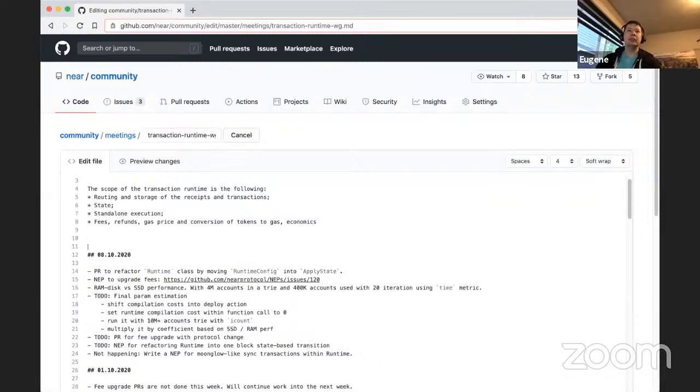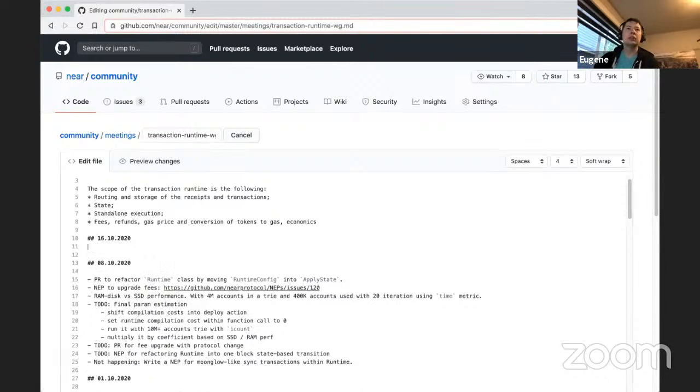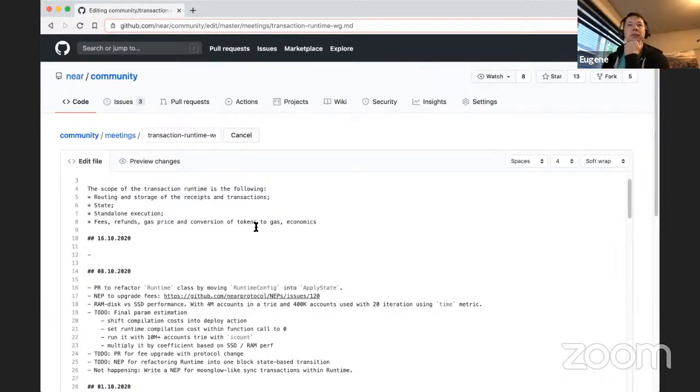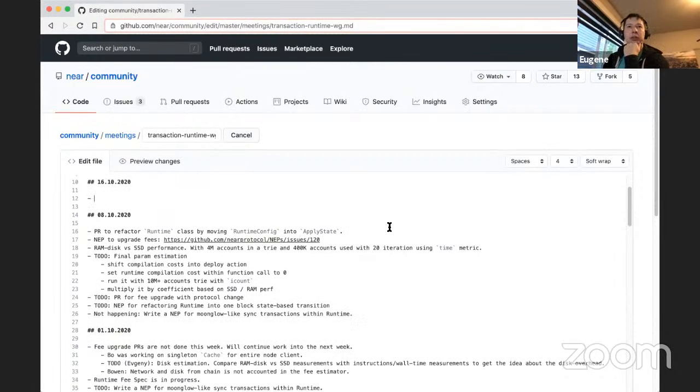All right, so this is a transaction runtime sync. Let's first go through last week's updates and what we needed to do. So this is some work that hasn't been done. So this is done. I haven't updated the issue with the row count and the difference between RAM and disk, but they're not much different because they don't really account.